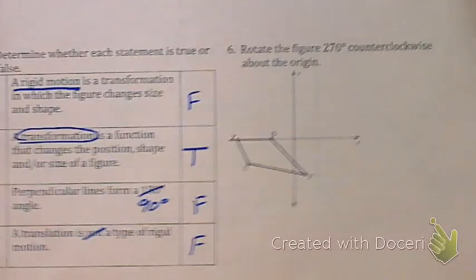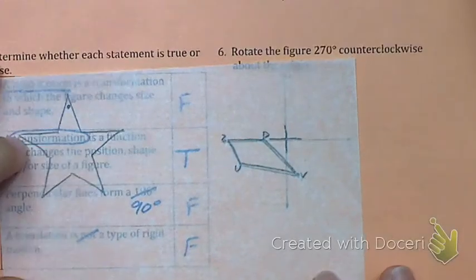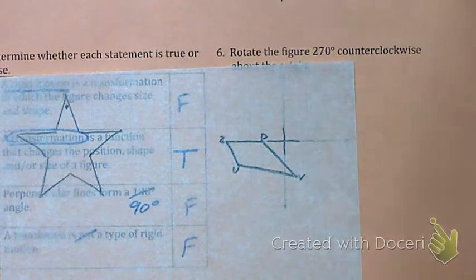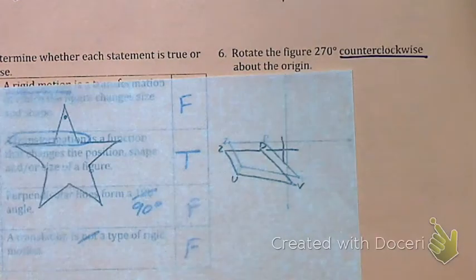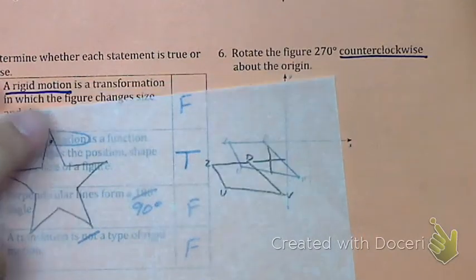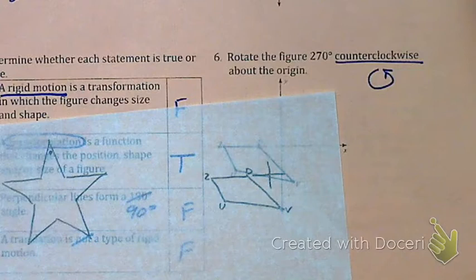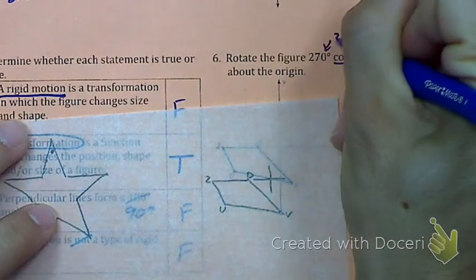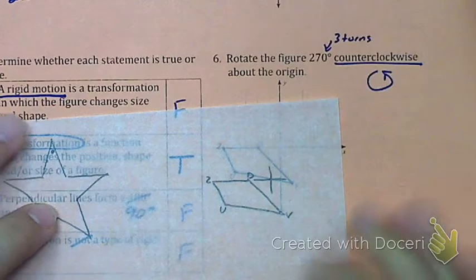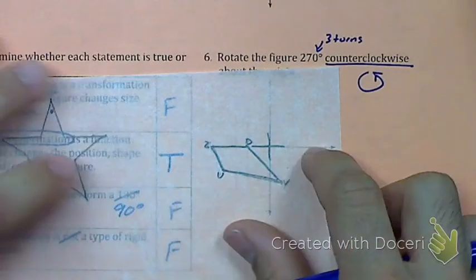Number 6, a rotation 270 degrees counterclockwise about the origin. So remember, you draw the plus sign, that tells you how much you're rotating. Keyword here, counterclockwise, is going this way. 270 is how many turns? 3. Or 90 degrees clockwise. 3 turns. You can do the opposite, which is 90 degrees clockwise. So I'm going to turn 3 times.